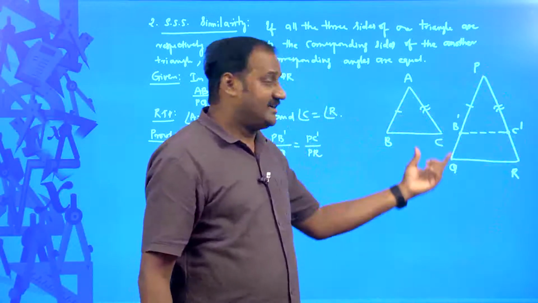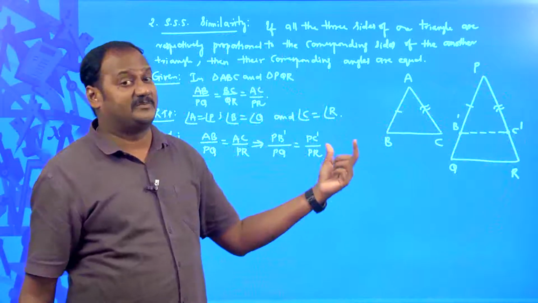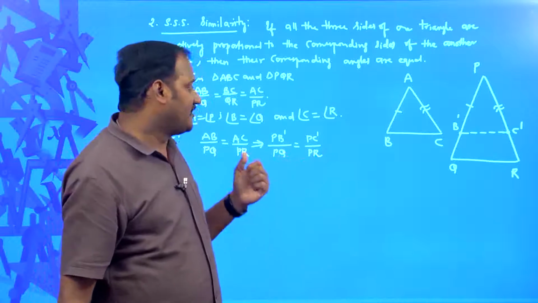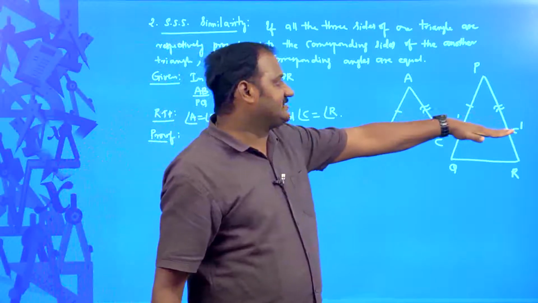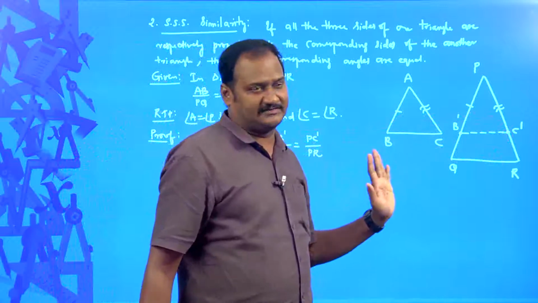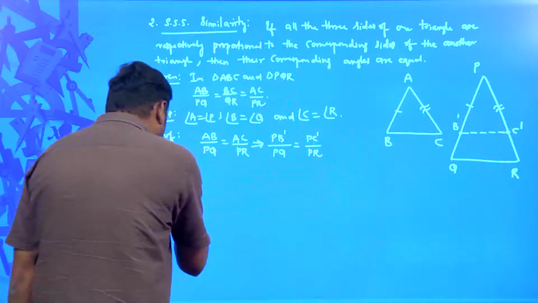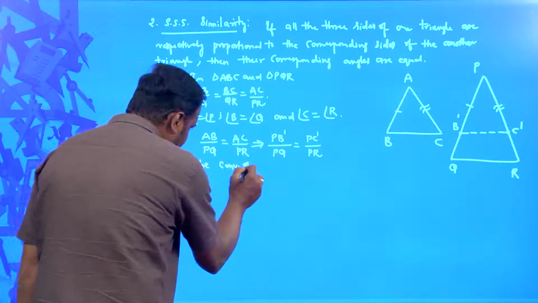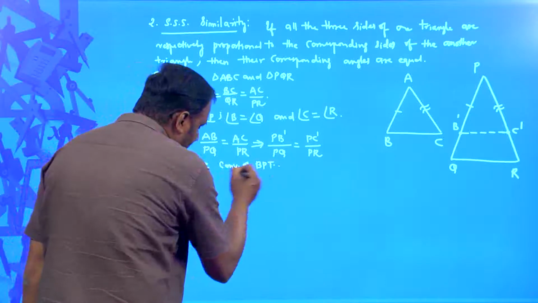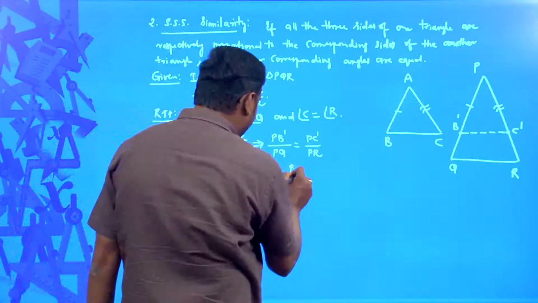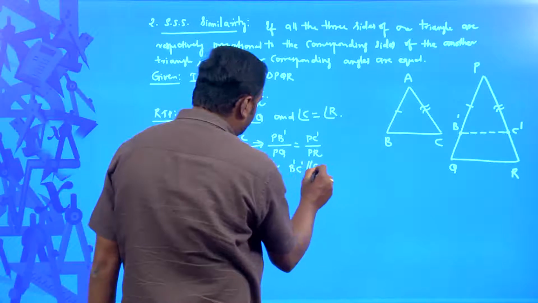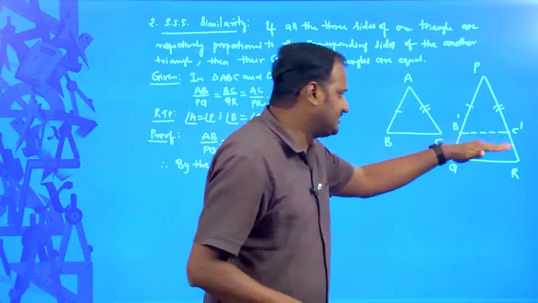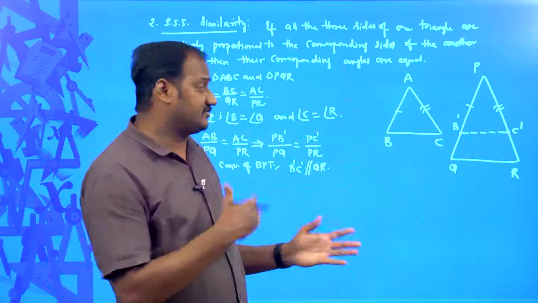It means according to the converse of basic proportionality theorem, we can say that B dash C dash is parallel to QR. So therefore, by the converse of basic proportionality theorem, we can say that B dash C dash is parallel to QR. So if B dash C dash is parallel to QR, then what can you infer about the angles?